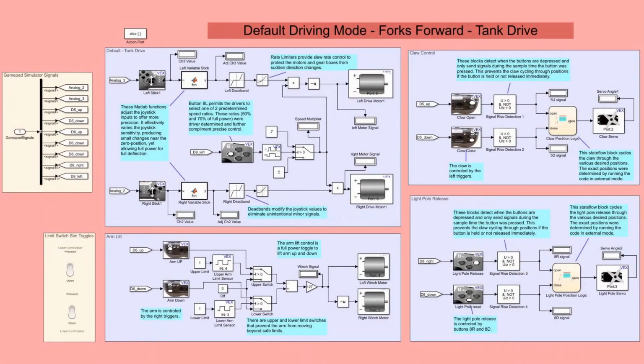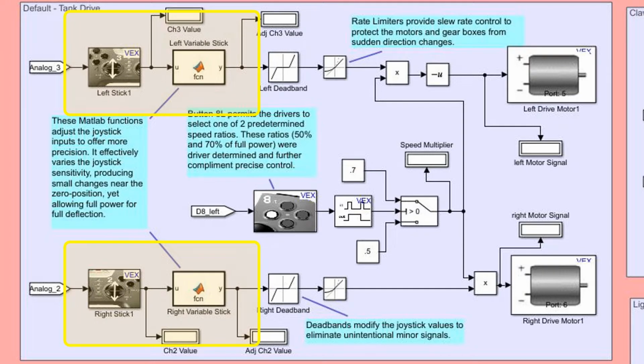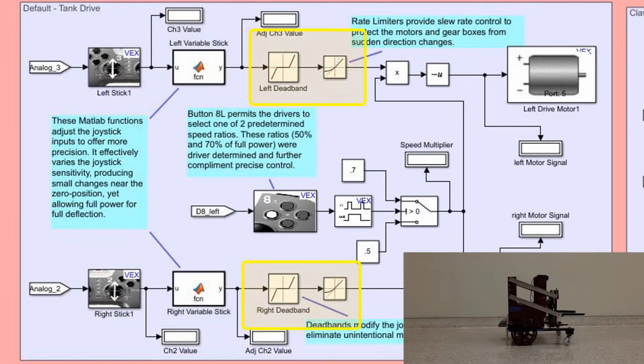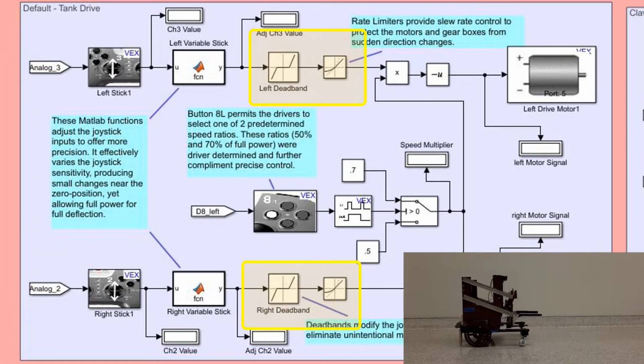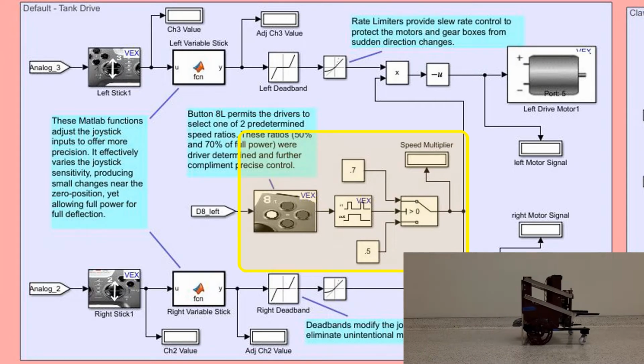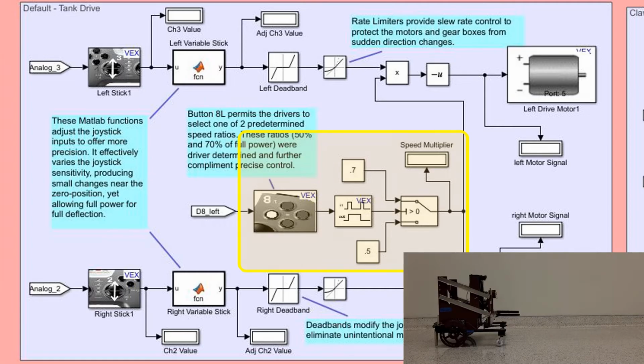In it, joystick outputs are modified by a custom function to allow more precision for small deflections, while still permitting full power at max deflection. Deadbands and rate limiters are used to further modify the signals. At driver request, to increase precision further, we included a speed selector that switches between 2 different speed reductions.